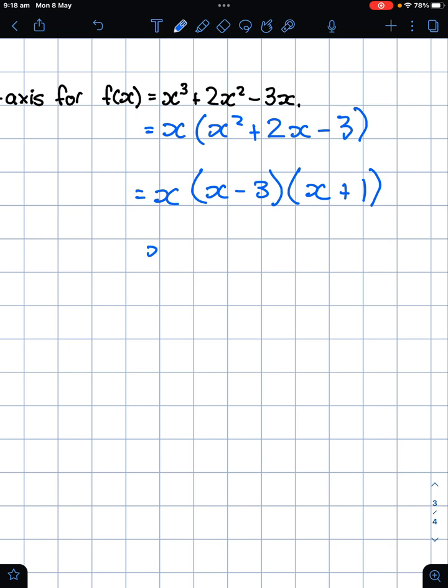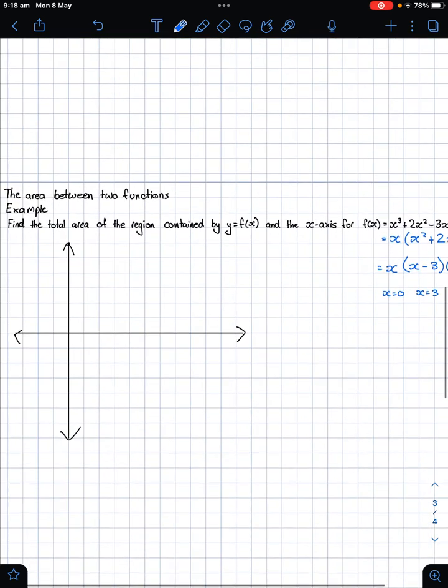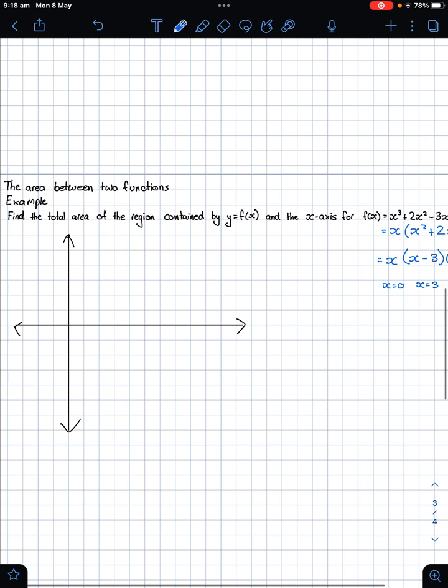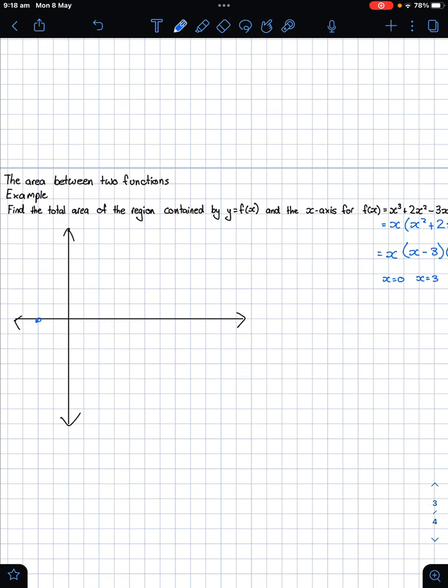We've got here x equals 0, x equals 3, and x equals negative 1. So they're going to be the 3 times this function hits the axis. So we're going to have, let's call this negative 1, 0, and then 1, 2. We'll call this one 3 out here. Okay, and once we draw it, we should see I've missed a sign here.